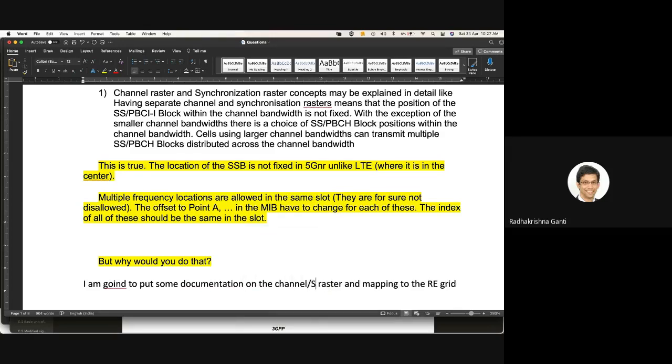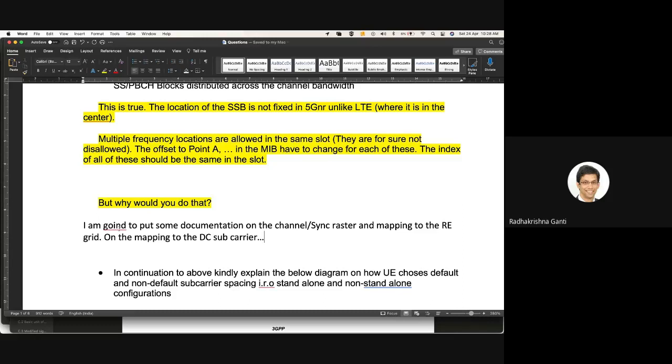Channels as sync raster. Okay, specifically on the mapping to the DC subcarrier. And other things, I'll put a detailed note on this. Once I put the note, we'll have a discussion on this again.